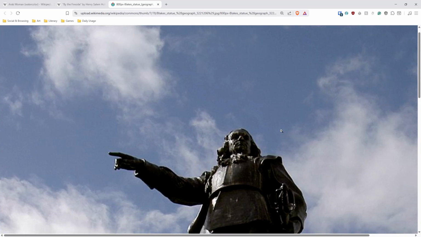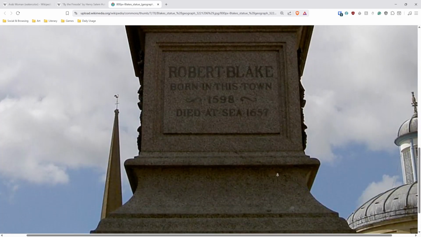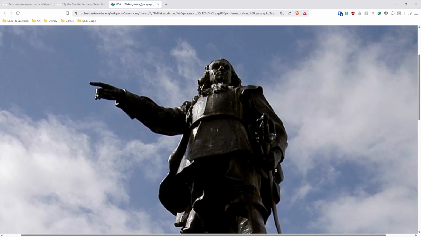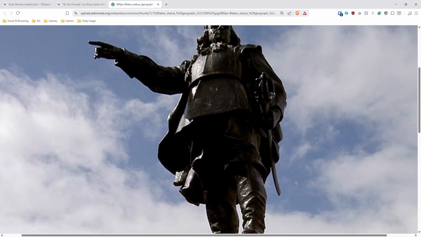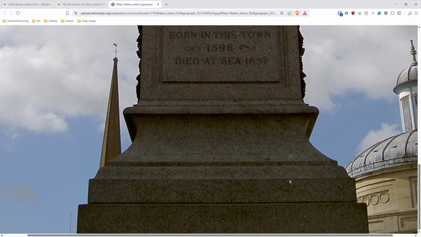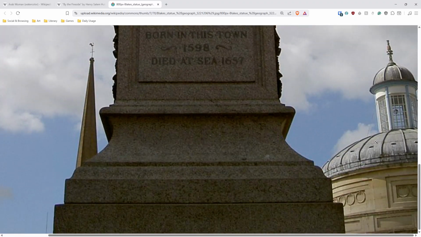I do wish that it showed more; obviously the person who took a picture of this is probably shorter or whatnot. But it's clear it's taken from an angle, and I don't really care for the angle. But this is all way up in the air, so I understand. Robert Blake, born in this town. Okay, yeah, it's as they said. This is like a rotunda of some sort here.